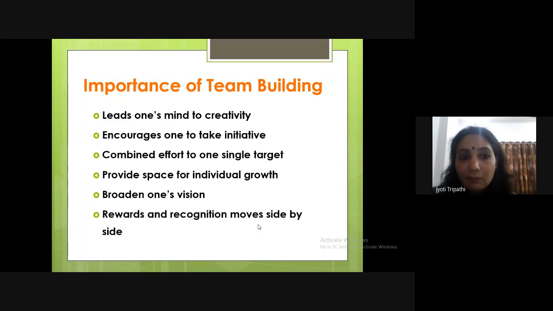So it leads one's mind to creativity. What is creativity? In the further coming slides, we will discuss. It encourages one to take initiatives. It also combines efforts towards one single target or objective. It provides space for individual growth, although it is a team exercise. As I mentioned, along with the team growth, there is individual growth as well. It broadens one's vision and mission regarding the task or the project. And rewards and recognitions move side by side throughout the process.